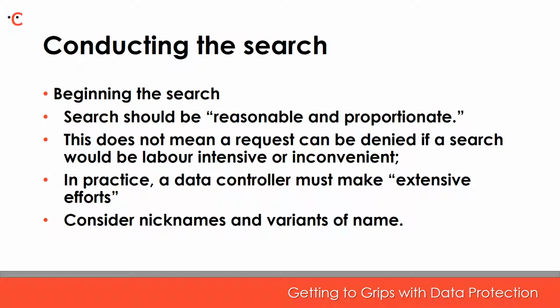The ICO guidance states that extensive efforts should be made to find and retrieve requested information, and that it will never be reasonable to deny access merely because responding to the request may be labour-intensive or inconvenient. In a recent decision of the Court of Appeal in Dawson-Damer and Taylor Wessing, it was highlighted that the reasonable and proportionate requirement relates to the entire SAR process, and this includes locating and retrieving the documents.